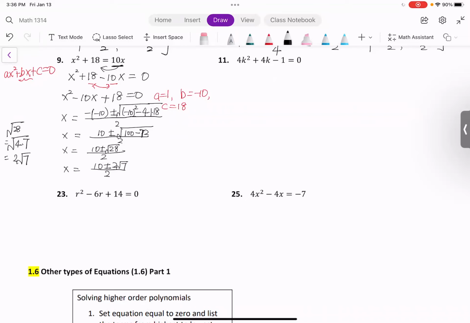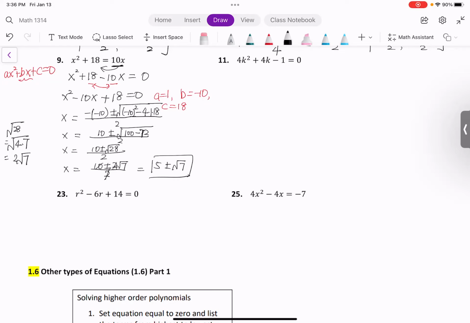Then we can divide the numerator and denominator, or I say the tops and bottoms, all by 2. So 10 divided by 2, we have 5. And 2 divided by 2, we have just the square root of 7 here. And the denominator is 2 divided by 2, that's 1. We don't need to put the 1 there. So the solution is 5 plus or minus the square root of 7.